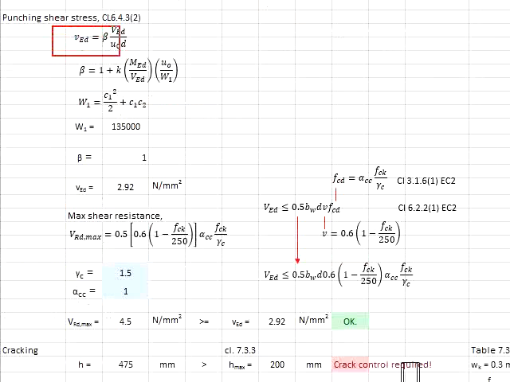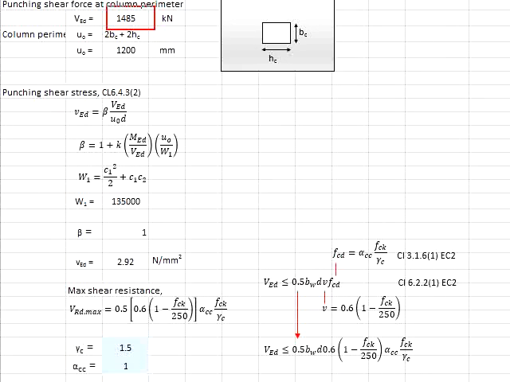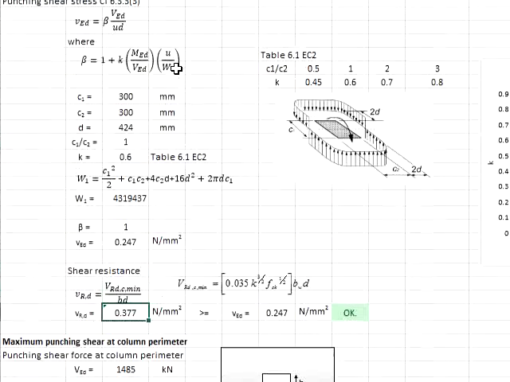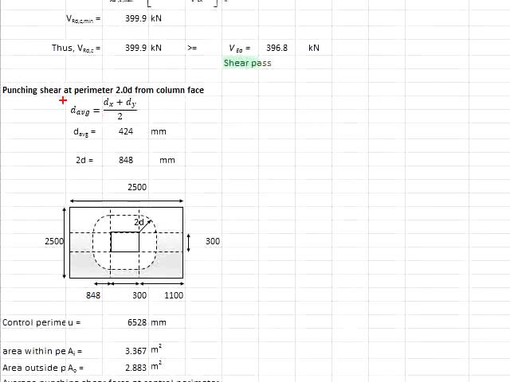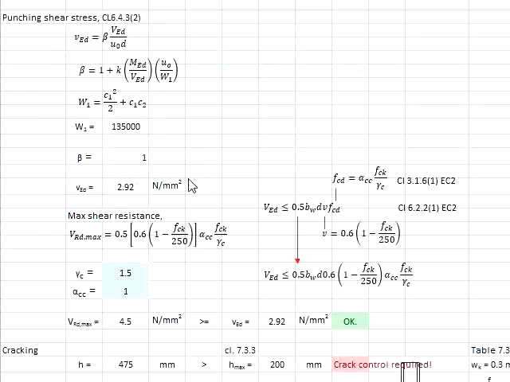Now you need to determine the punching shear stress along the column perimeter. Since there is no moment, this part will be equal to 0 and the beta will be equal to 1. The shear load is calculated in the calculation step earlier on, and u0 is already calculated as the perimeter of the column. The d will be the average value of d for the reinforcement bar. Your calculated shear stress will be equal to 2.92 newton per mm squared.